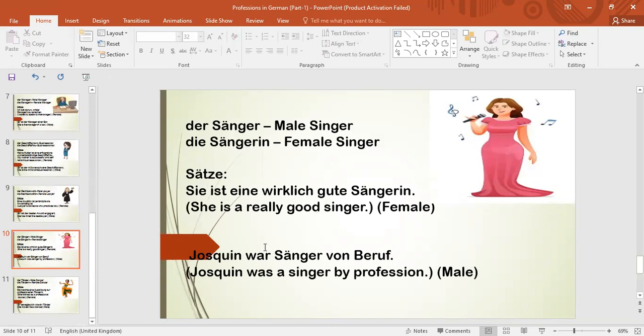Then next sentence we have, Joskun war Sänger von Beruf. Then its translation is, Joskun was a singer by profession.